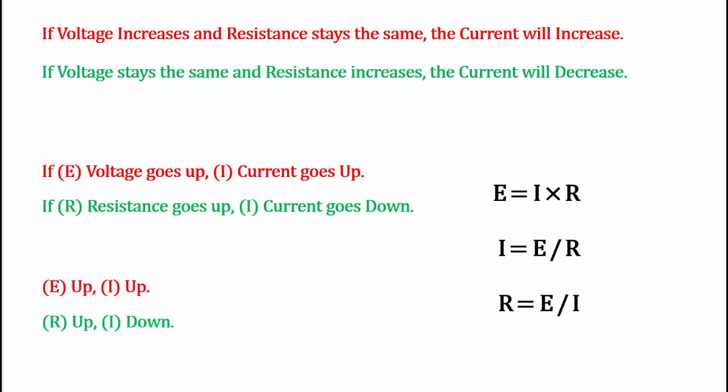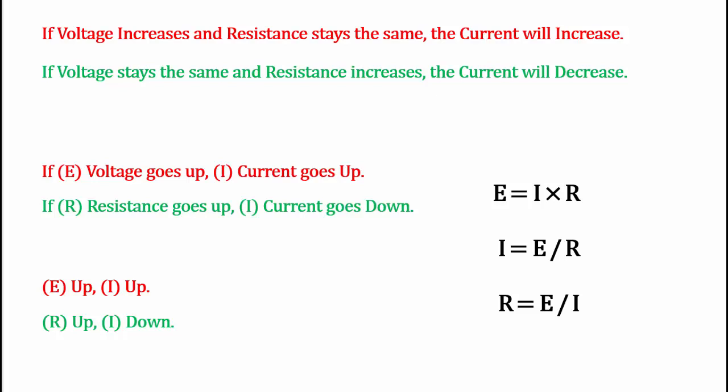So now down here on the bottom, I've just simplified it even further. If E is up, then I goes up. If R goes up, then I goes down. So if the voltage goes up, the current goes up. If the resistance goes up, the current goes down. And that's pretty much all Ohm's law is about.